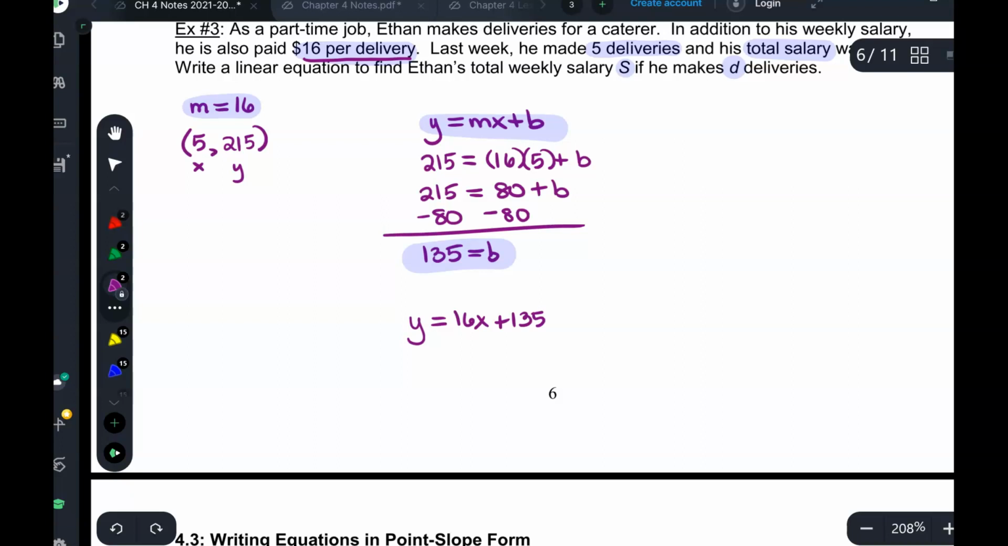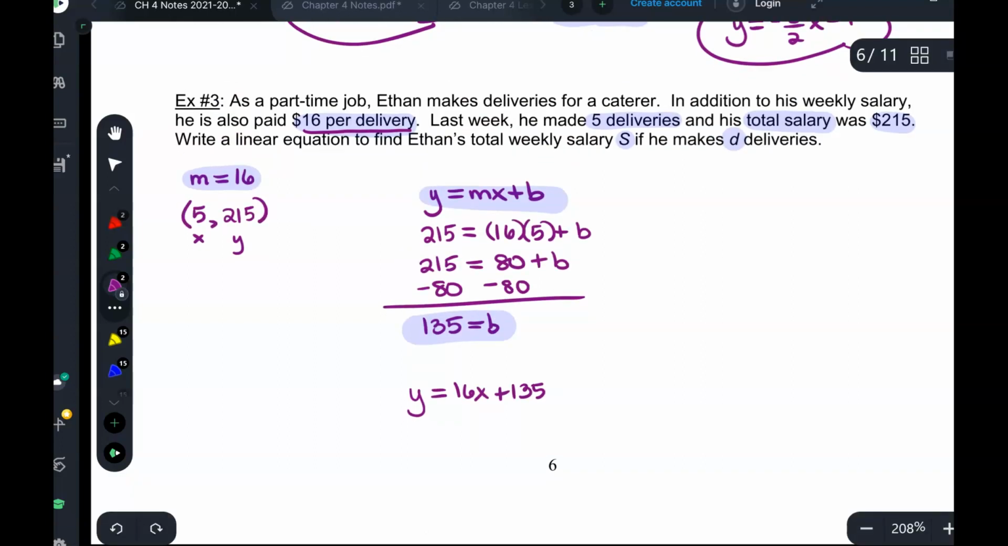Now I'm not going to leave my answer that way because the problem specifically said let's use S for the weekly salary, and D for deliveries. So if I were to decide which one is x and which one is y, the total weekly salary, that's where normally we would think of our y, and the deliveries is our x. So I'm just going to rewrite this as S equals 16D plus 135.